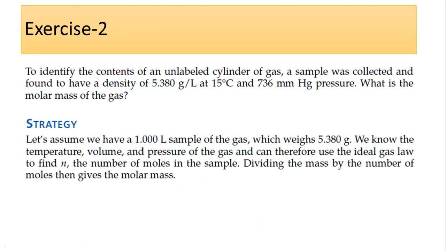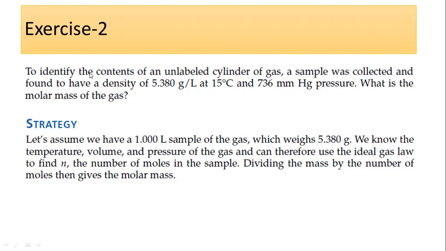Exercise 2 is also very important. You can label the unknown gas. This is the question given over here: to identify the contents of an unlabeled cylinder of a gas, the sample was collected and found to have a density of 5.380 gram per liter at 15 degrees centigrade, and the pressure is 736 mm of mercury. So what would be the molar mass of the gas?